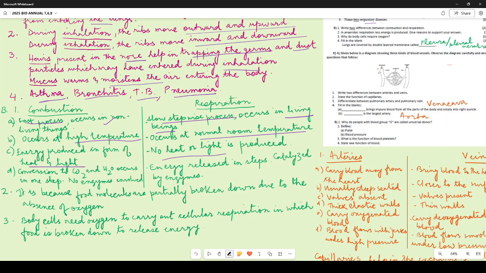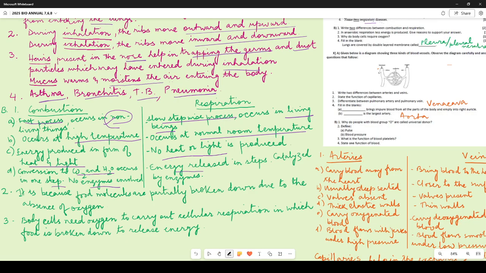No heat or light is produced. Yes, a little bit of heat is produced, but it's not that visible. It is happening inside the body, inside the living organism. So no substantial amount of heat is given outside, no light is produced. Conversion to carbon dioxide and water occurs in one step. No enzymes are needed. No enzymes are involved because it is occurring in non-living things, right?